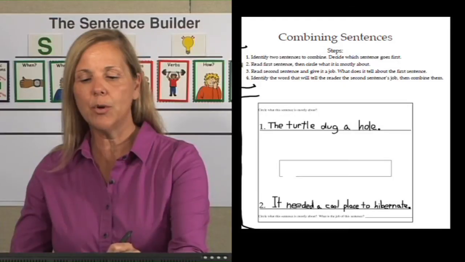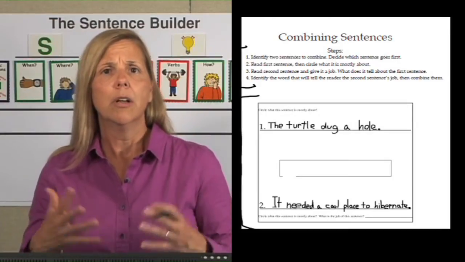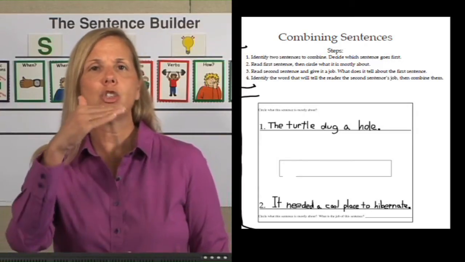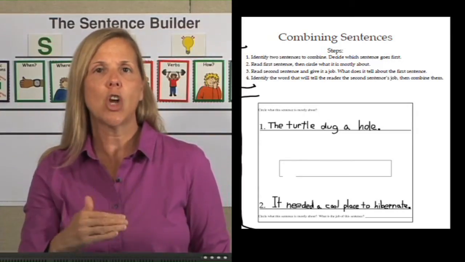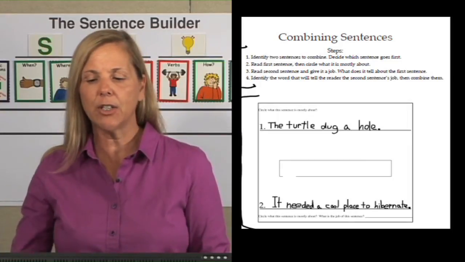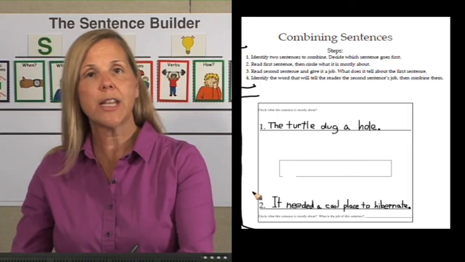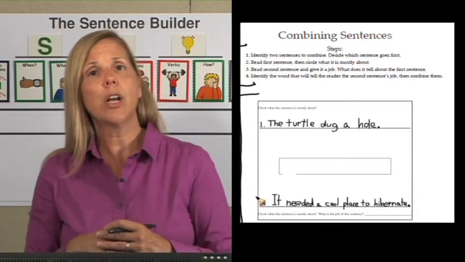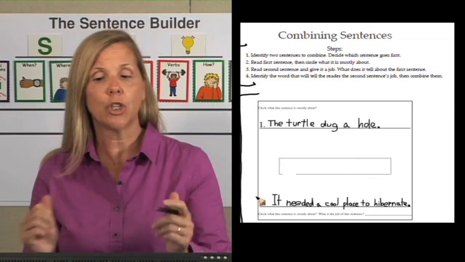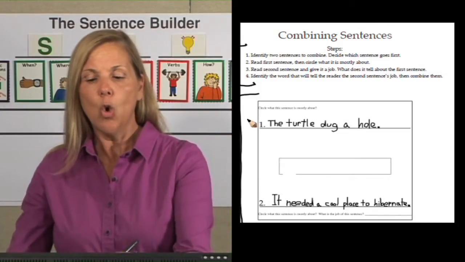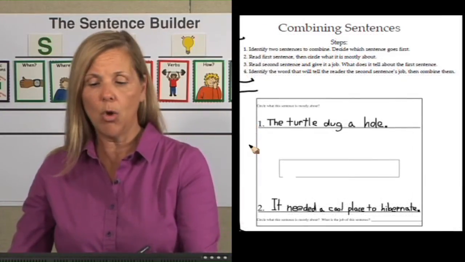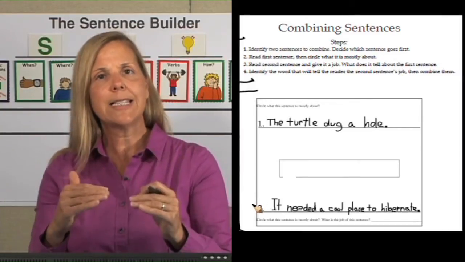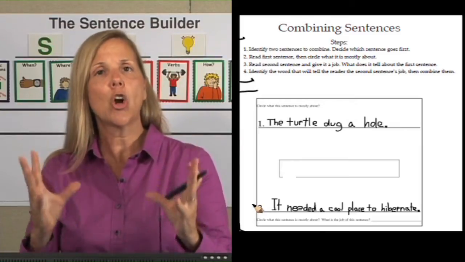First step we need to do is we need to just figure out what sentences do we need to combine. So you may have a short paragraph that has many choppy sentences in it. And in this particular case, we took these two sentences from a paragraph that had information about a turtle and how a turtle has a certain type of shelter. And in this information, one of the sentences read, "The turtle dug a hole. It needed a cool place to hibernate." Those were two sentences that were very choppy in our paragraph.